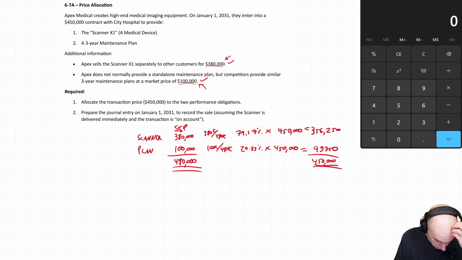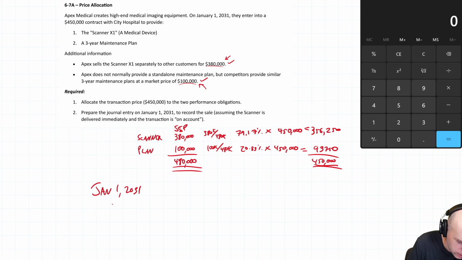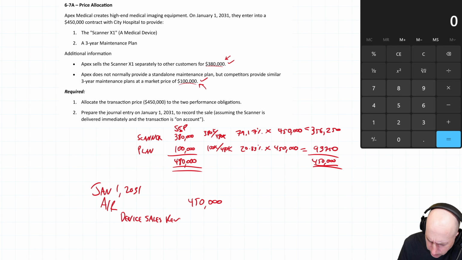Okay, so our debit is to accounts receivable on January 1st, 2031. Debit AR, and the amount of the AR is $450,000. We are going to credit sales revenue, and maybe even device sales revenue, and the amount is $356,250. Our other credit is to unearned revenue.